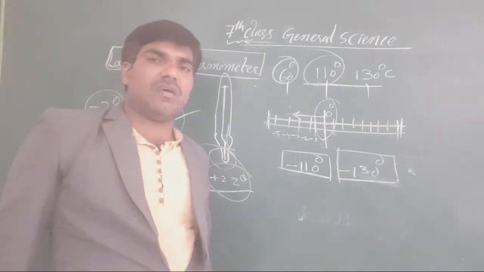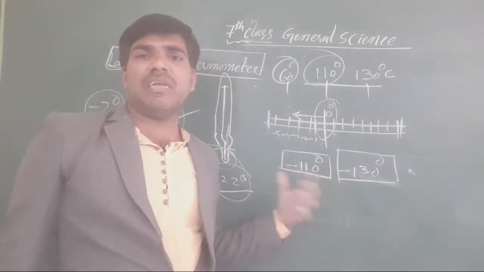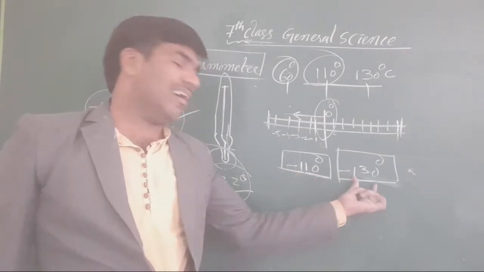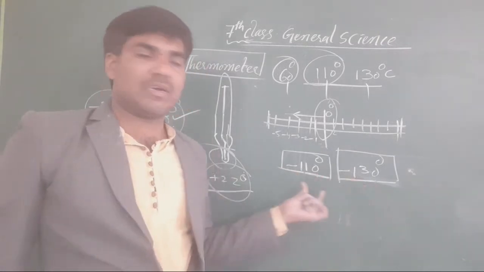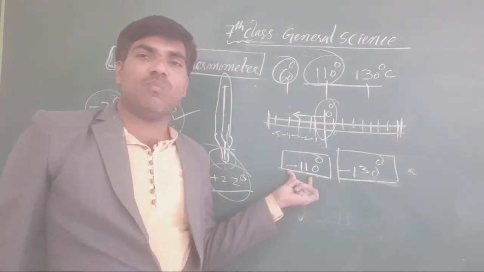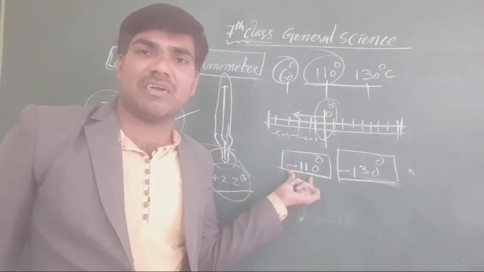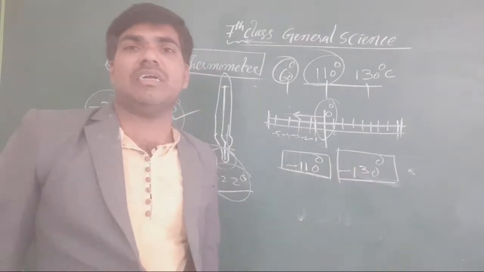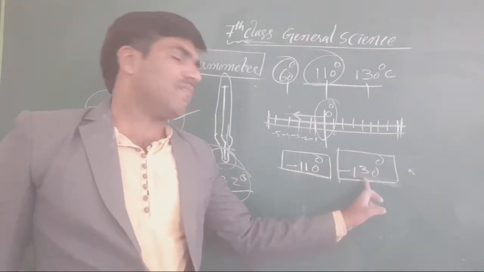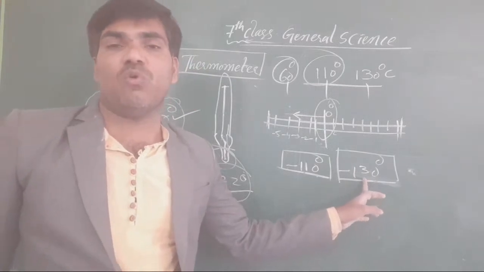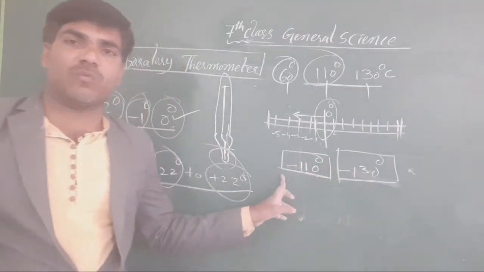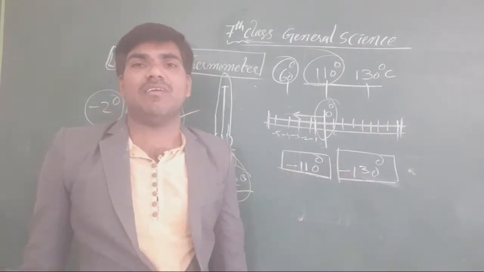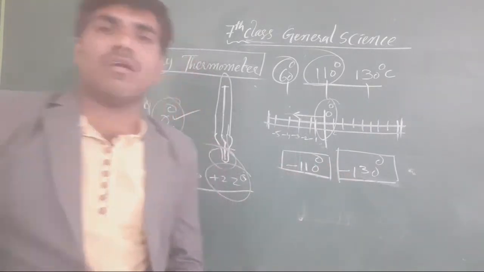Now, what is the meaning of this? Minus 110 degrees contains more heat than minus 130 degrees. Because of that, minus 130 is the cool one and minus 110 is the hot one. Minus 110 is hotter than minus 130. Clear or not all of you?